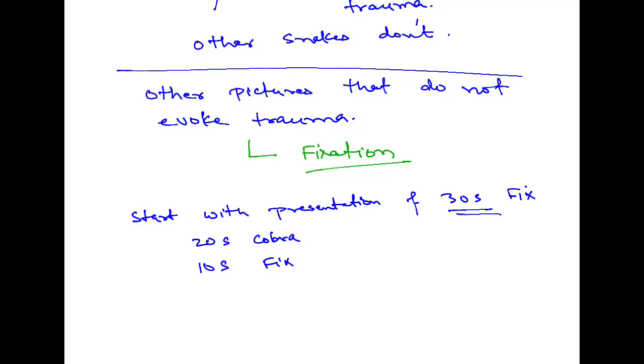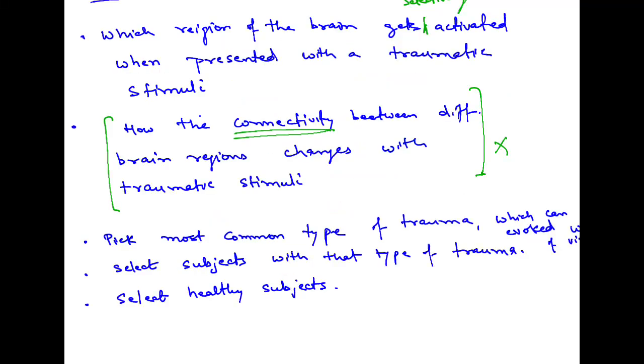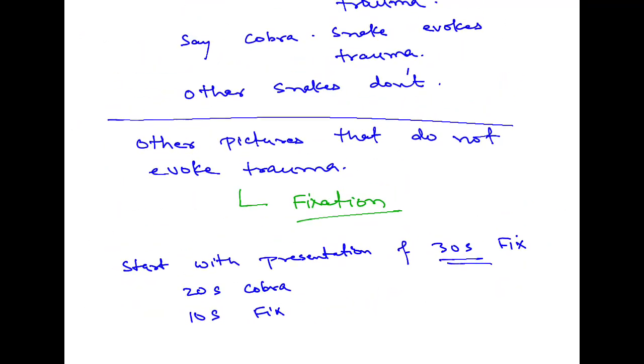We have to make sure that the brain area that is evoked by this 20 seconds of cobra is not actually evoked by any other image. Okay. In case of 20 seconds of cobra, then for 20 seconds we give some other stimulus. Okay, so what other stimulus would you want to give?